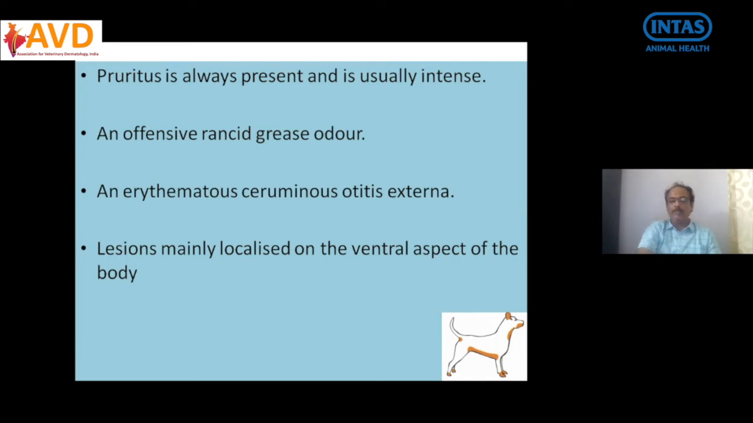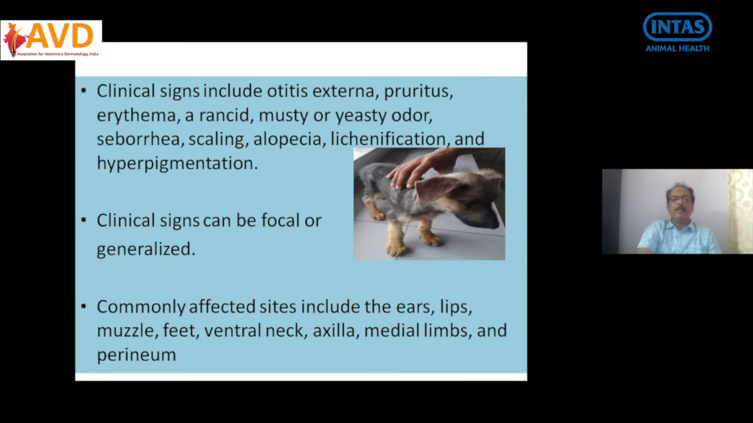Ears will be affected, and the ventral neck, abdomen, paws, hind limbs, forelimbs, and the base of the tail region will all be affected. The clinical signs include otitis externa, pruritus, erythema, rancid musty or yeasty odor, seborrhea, scaling, alopecia, lichenification, hyperpigmentation. So all the classical clinical signs of dermatological disease conditions are usually seen in Malassezia, and clinical signs can be focal or generalized. Commonly affected sites include ears, lips, muzzle, feet, ventral neck, axilla, medial limbs, and the perineal region.